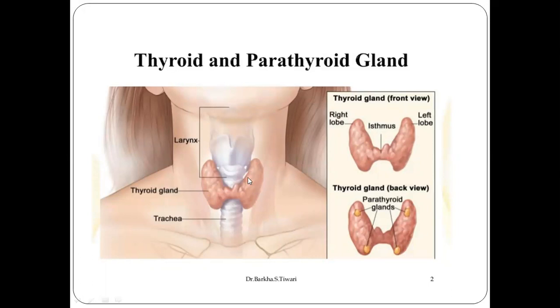This gland has two capsules, one is the true capsule and another is the false capsule. The true capsule is formed by the condensation of the thyroid tissue, and the false capsule is given by the pretracheal fascia, and this pretracheal fascia is derived from the deep cervical fascia. So this pretracheal fascia, or the false capsule, connects the thyroid gland to the larynx and the trachea.